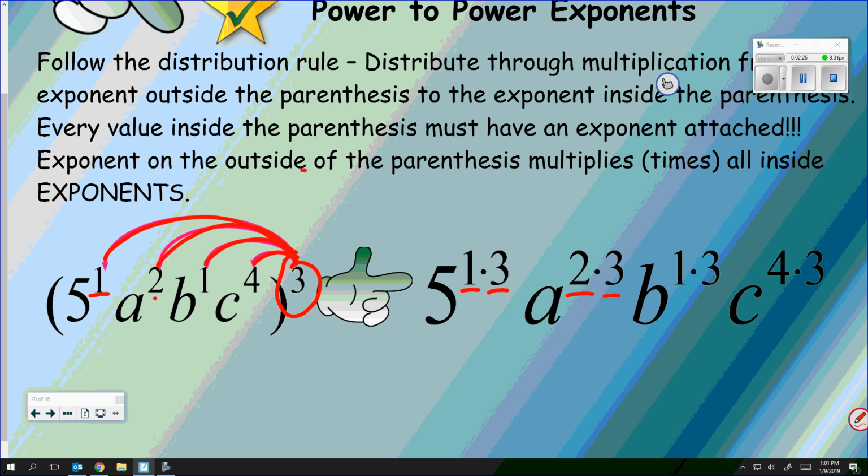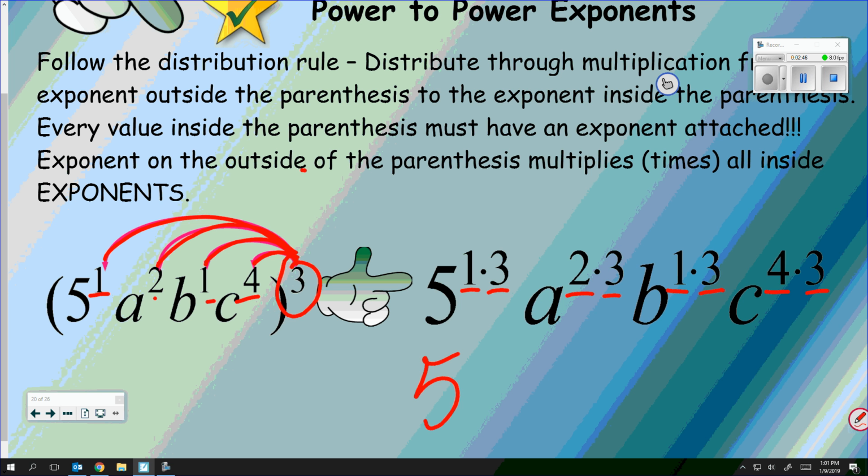Then the exponent for b was 1. So they have 1 times that power of 3. And then you have c, the exponent was already 4, and they distributed that 3 there as well. Okay, so after we distribute, now we can do a final answer.